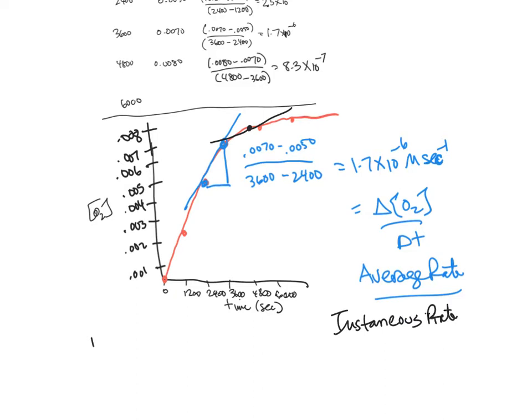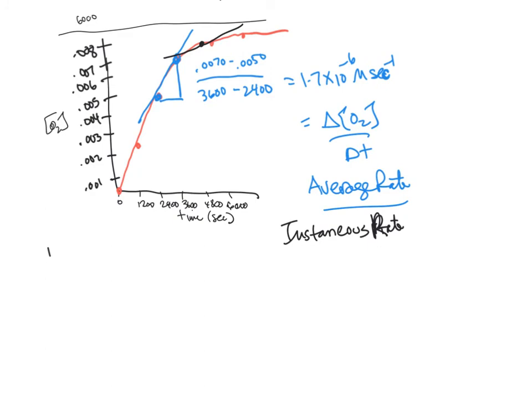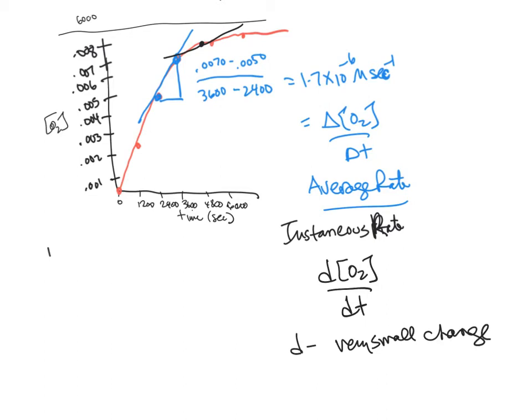And instead of calling it delta, we use a symbol D. That's a symbol used in calculus. So it's dO2 instead of delta O2, divided by dt. D means an infinitesimally small change, much smaller than the 1200 seconds we're referring to.